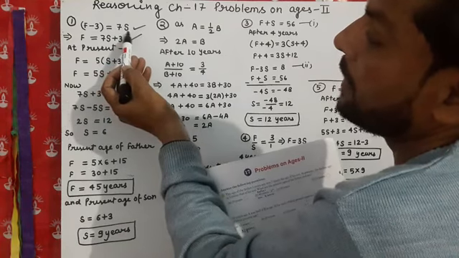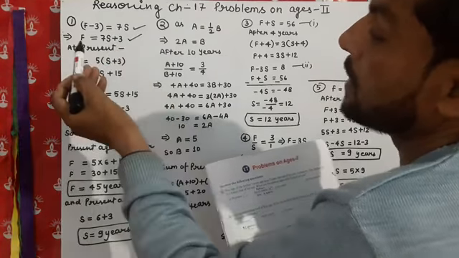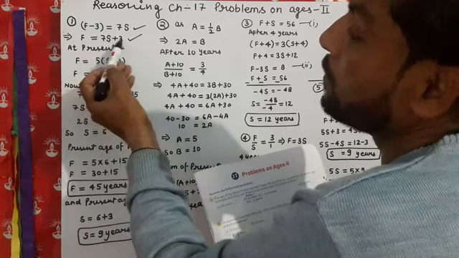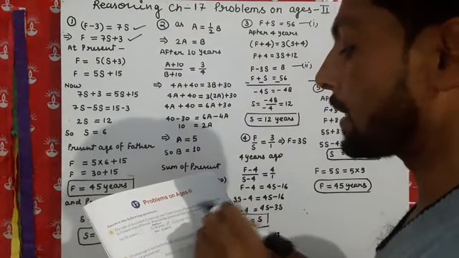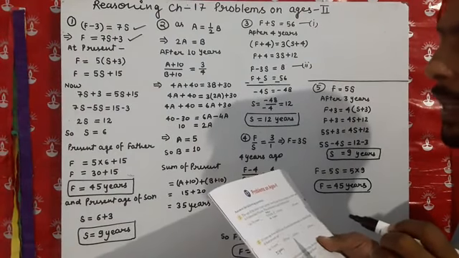So s represents the age of the son. So 7 times s. Now after solving this equation, f is equal to 7s plus 3. Now going to the next line of the question. The question is saying at present the father's age is 5 times that of his son.